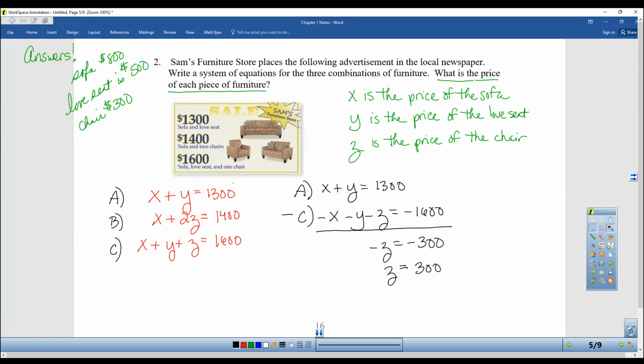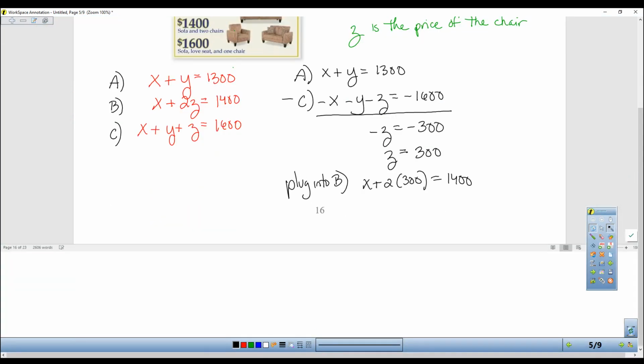Now that you know Z, look back at your 3 equations. Does that help you solve any of them? Well, it doesn't help you solve C because you still have X and Y. Z is not even in A, but you can plug it into B. So this is not on our little pattern, but you can do this. X plus 2 times 300 is equal to 1,400. X plus 600 is equal to 1,400. X is equal to 800. Now I know the cost of the sofa.